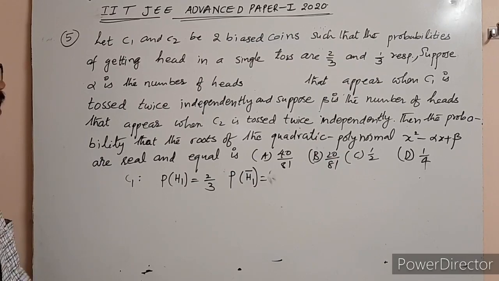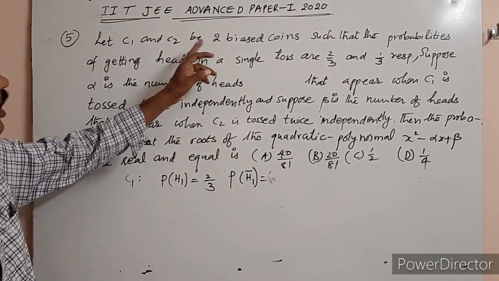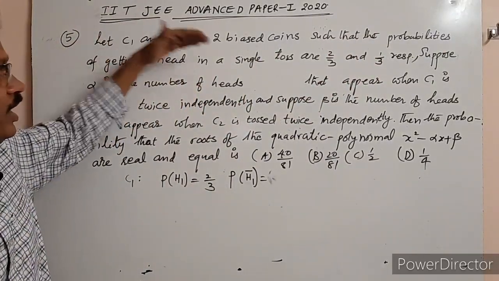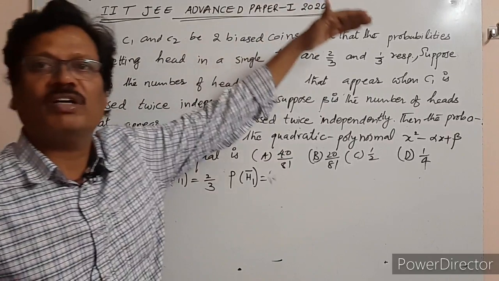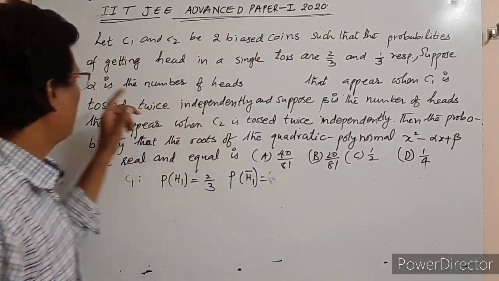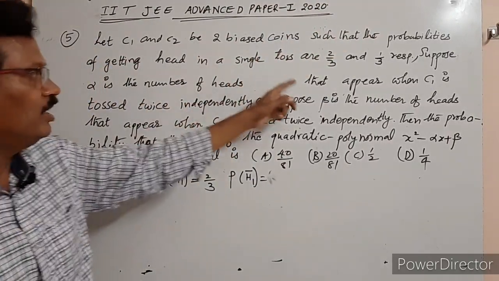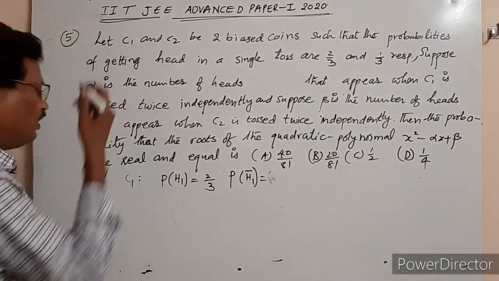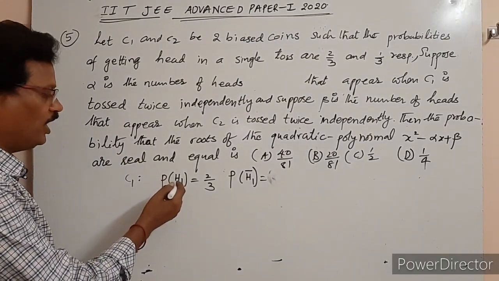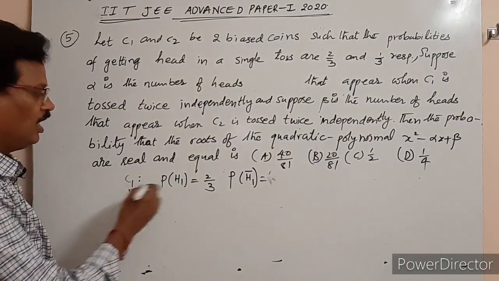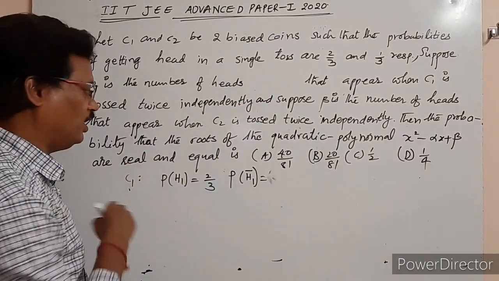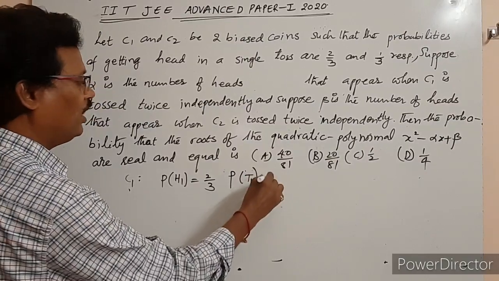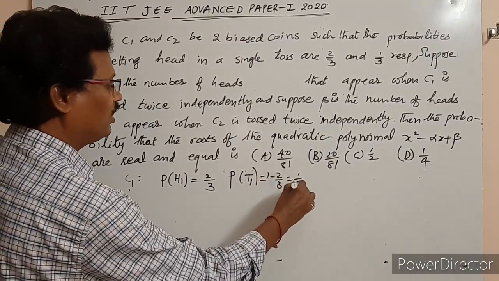Now see question number 5. The coins C1 and C2 have probability of getting head in a single toss as 2 by 3 and 1 by 3 respectively. Suppose alpha is the number of heads that appear when C1 is tossed twice independently, and suppose beta is the number of heads that appear when C2 is tossed twice independently. Suppose the coin C1 is tossed, the head probability H1 is 2 by 3. Then what will be the tail probability? The tail probability is 1 minus 2 by 3, that will be 1 by 3.